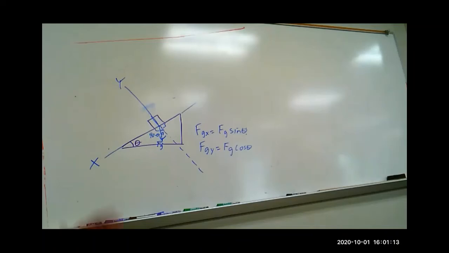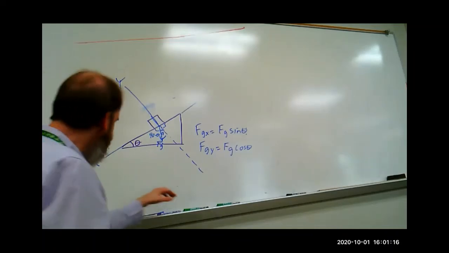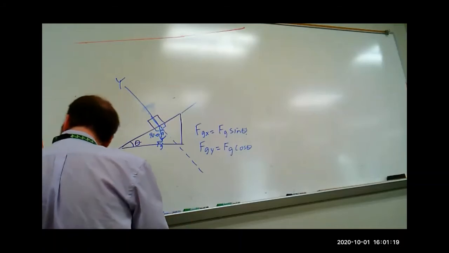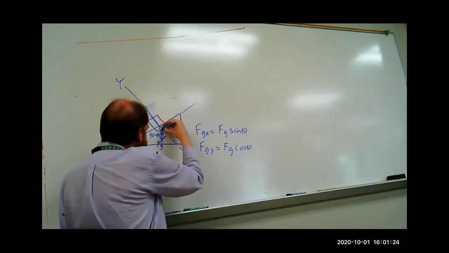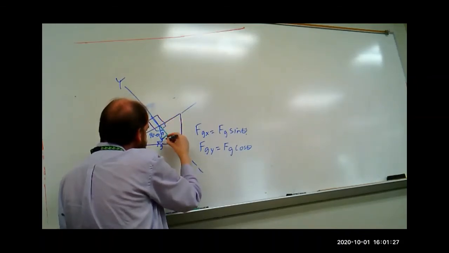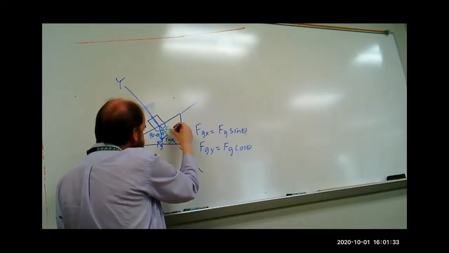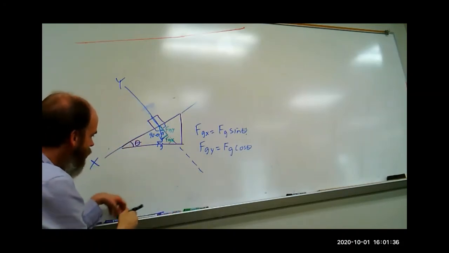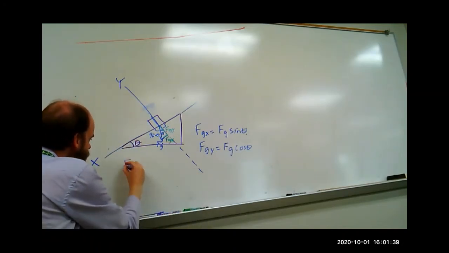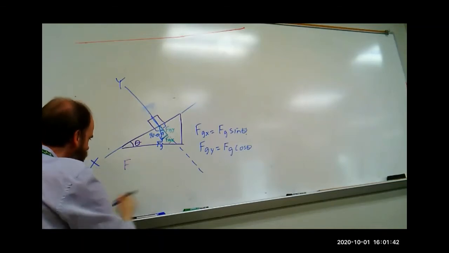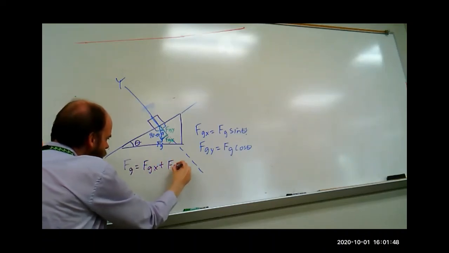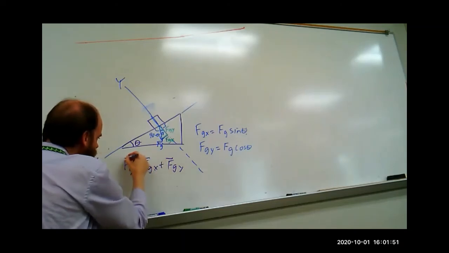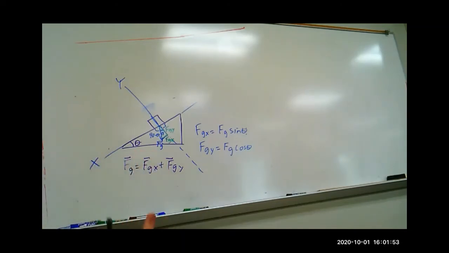Now, if you don't know that right away, you could use trigonometry. So this is Fgx. This is Fgy. Now we could write, of course, the vector. So Fg equals Fgx plus Fgy. So a vector equation. So we're adding those two components to get our vector.